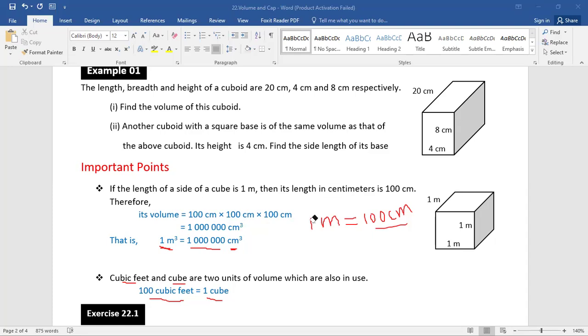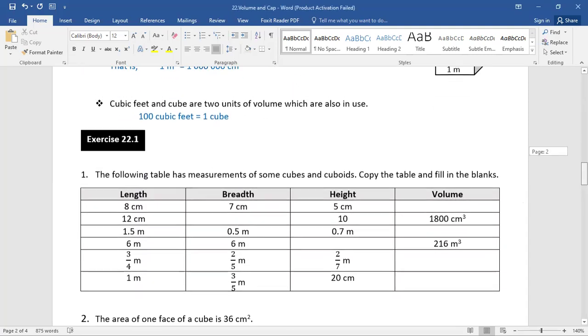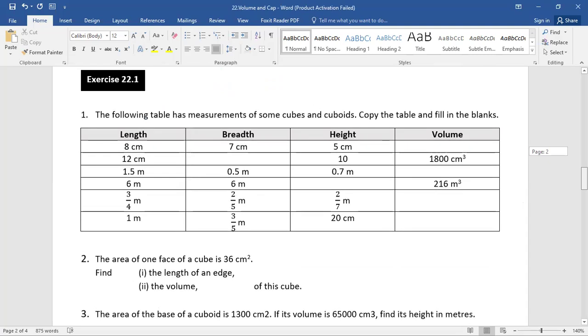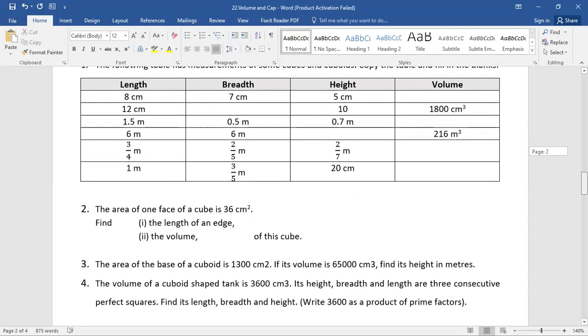So this is in your tute. I will upload the tute into the group so that you can take a printout. Shall we do some more? Right, okay guys.